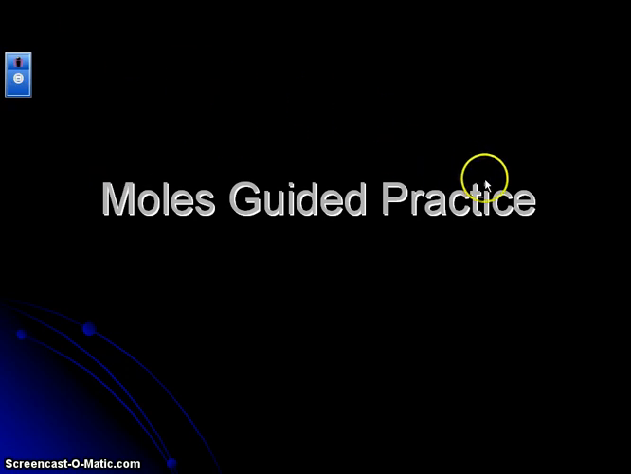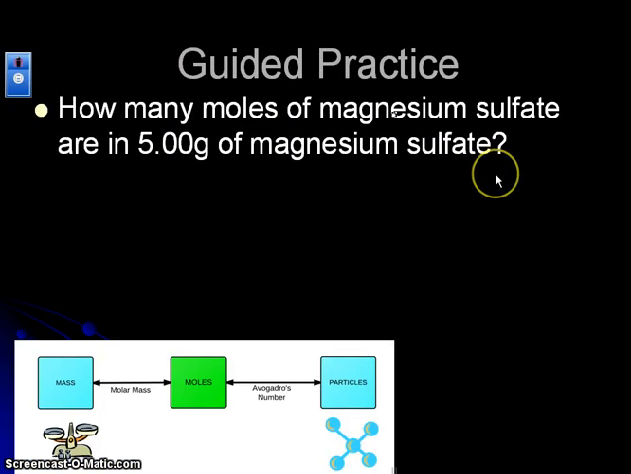So we're going to start with a problem that's asking us how many moles of magnesium sulfate are in 5.00 grams of magnesium sulfate. So we're being given a mass and we're trying to find the number of moles. So if we start with our mass and we need to convert to moles, we need to use our molar mass. In order to know the molar mass, we're going to have to figure out our formula. So you should be thinking about nomenclature.